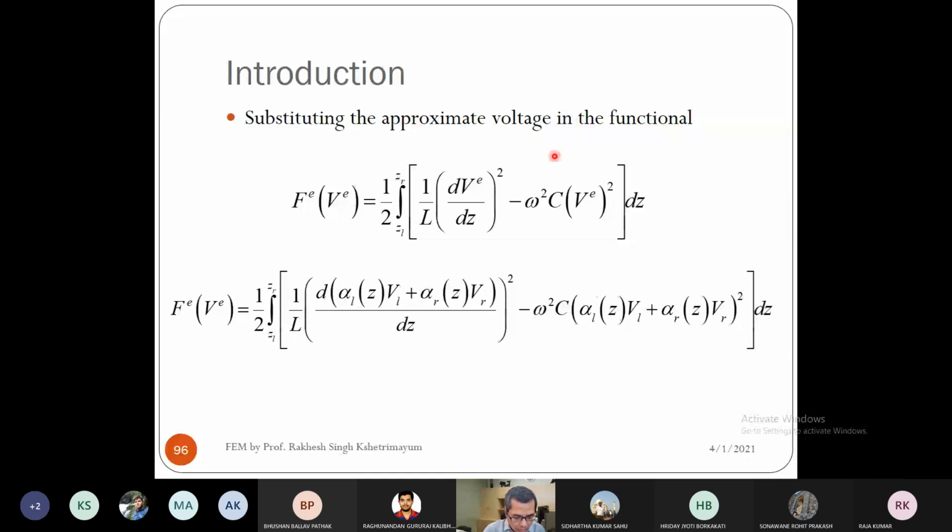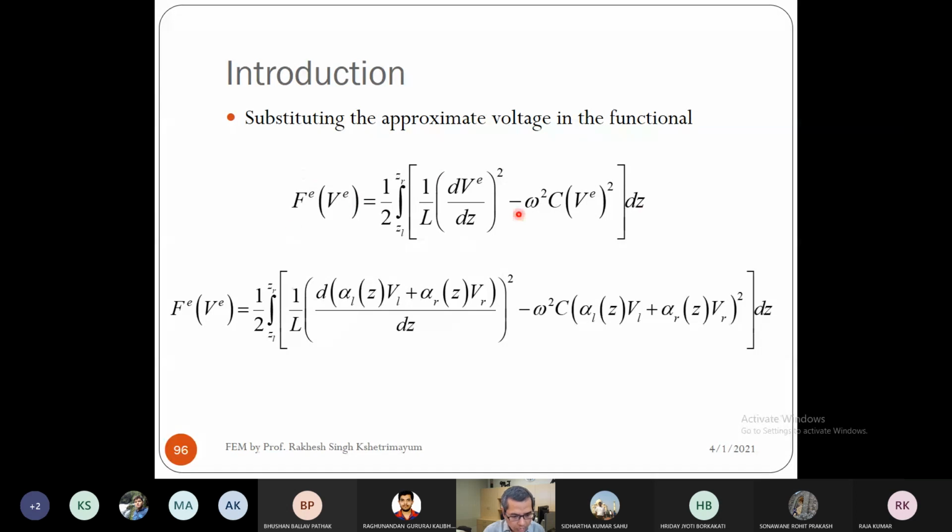So this is where we left last time. We are doing the analysis of a transmission line, wave propagation along a transmission line which is open circuited, and you're giving a source voltage to the transmission line. So the functional expression is of this form.